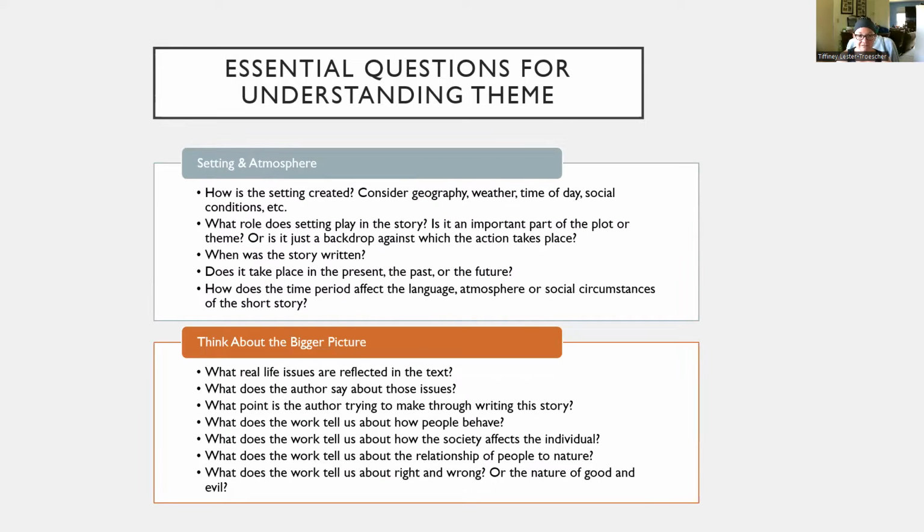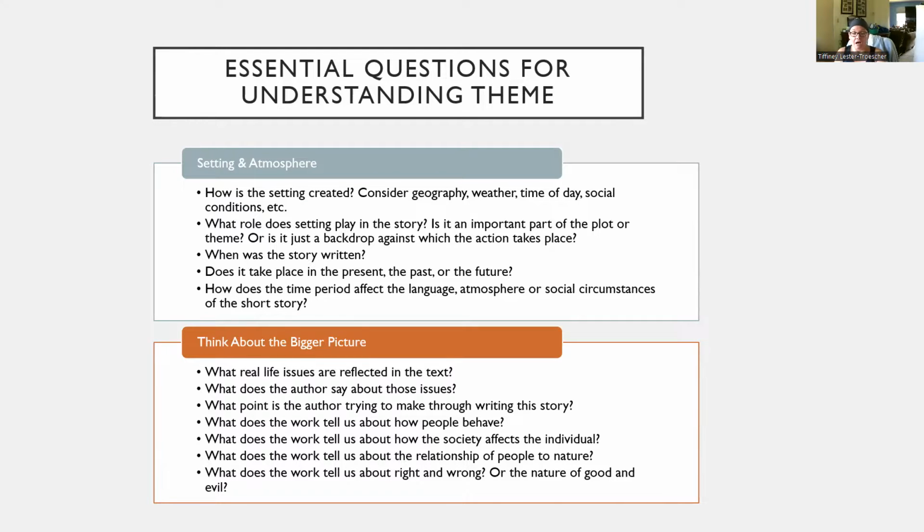Think about that. Think about the setting and the atmosphere, when and where the story takes place. How does that affect our understanding of it? Would it matter? Could it be changed to a different time and place and still pretty much be the same? Or is there something about the when and where that makes a difference?